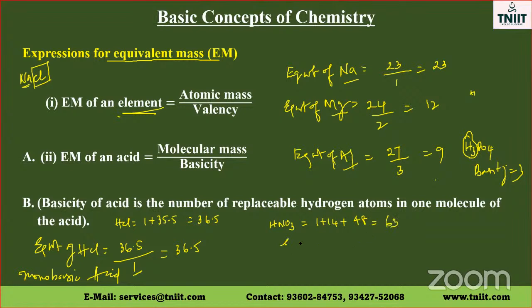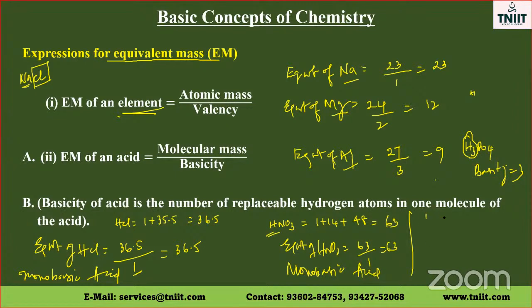So what will be the equivalent weight of nitric acid? The equivalent weight of nitric acid is also 63 divided by 1 because we have only one replaceable hydrogen. The equivalent and molecular mass of nitric acid remain the same. This is also an example of a monobasic acid. Nitric acid is also an example of a monobasic acid.